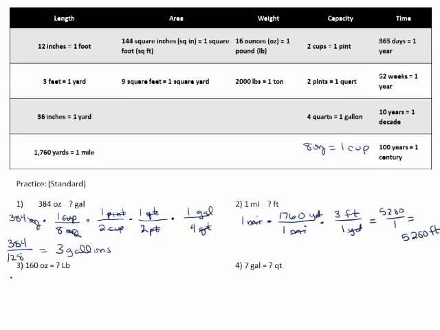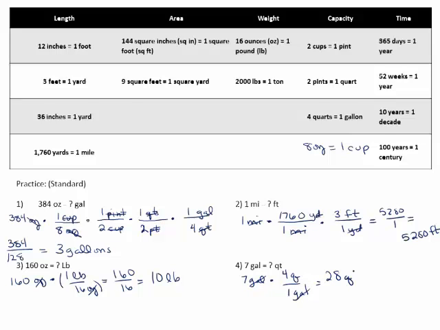Same thing with our pounds and ounces. I start with 160 ounces, multiplying that by 1 pound over 16 ounces. My ounces will cancel. That leaves me with 160 divided by 16, which leaves me with 10 pounds. Gallons to quarts, I can do 7 gallons times 4 quarts over 1 gallon. My gallons will cancel. 7 times 4 is 28 quarts. So there's 2 different ways that you can approach this. And the same will be true for the metric system.